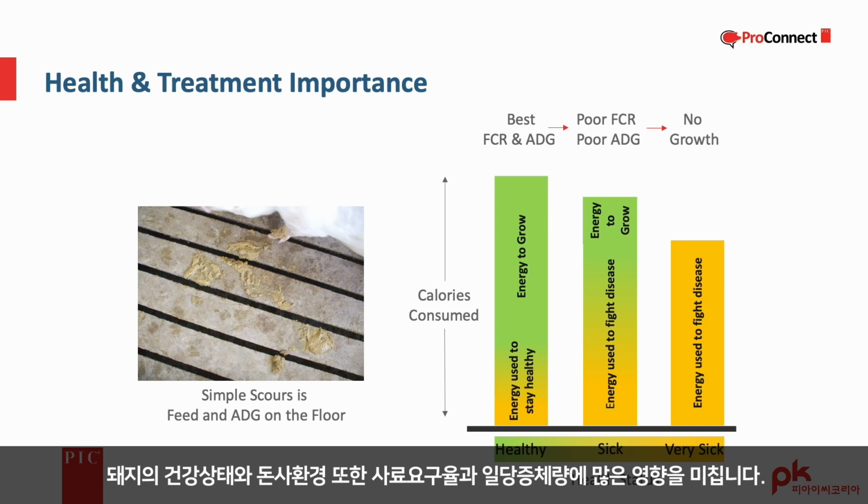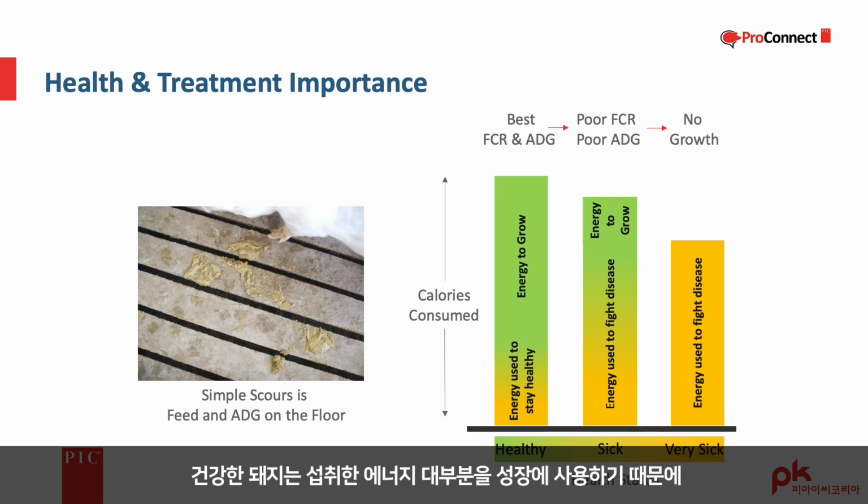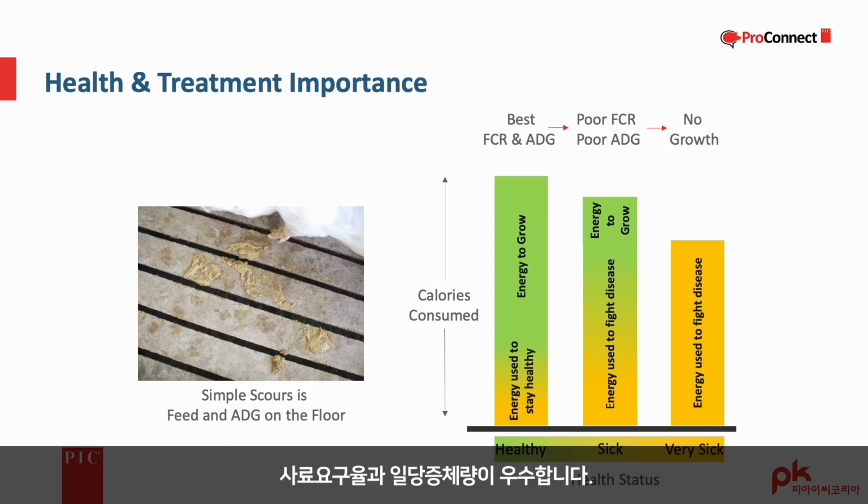Health, like barn environment, can have a big impact on feed conversion and average daily gain. As in the previous graph, the bar height represents the calories consumed. Healthy pigs are able to use most of the energy they consume for growth and have the best, or lowest, feed conversion and the highest average daily gain.